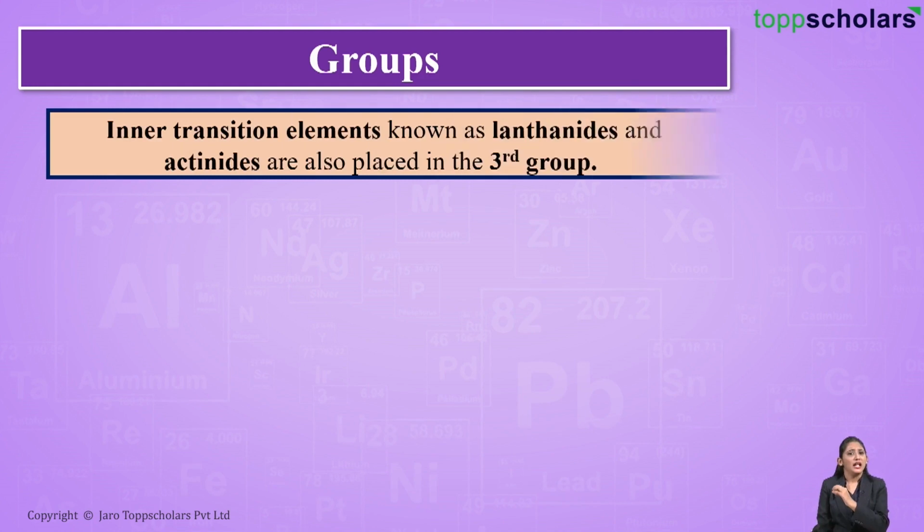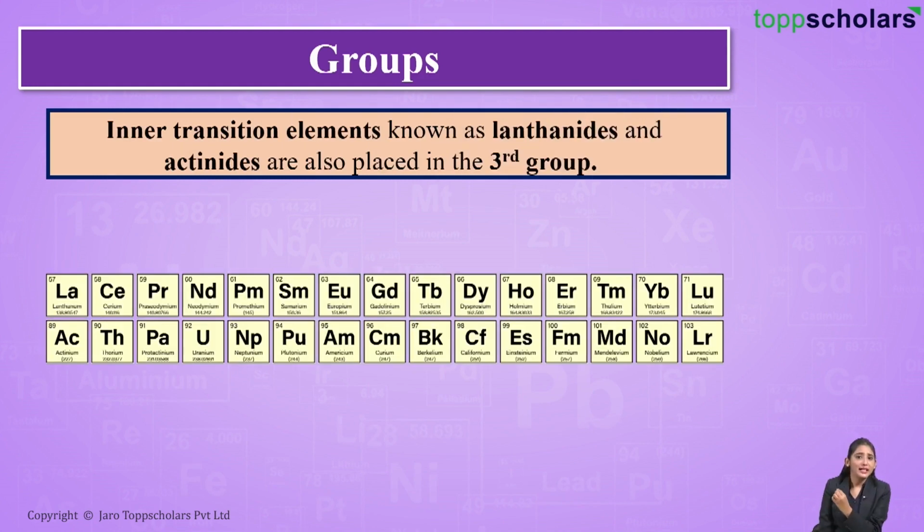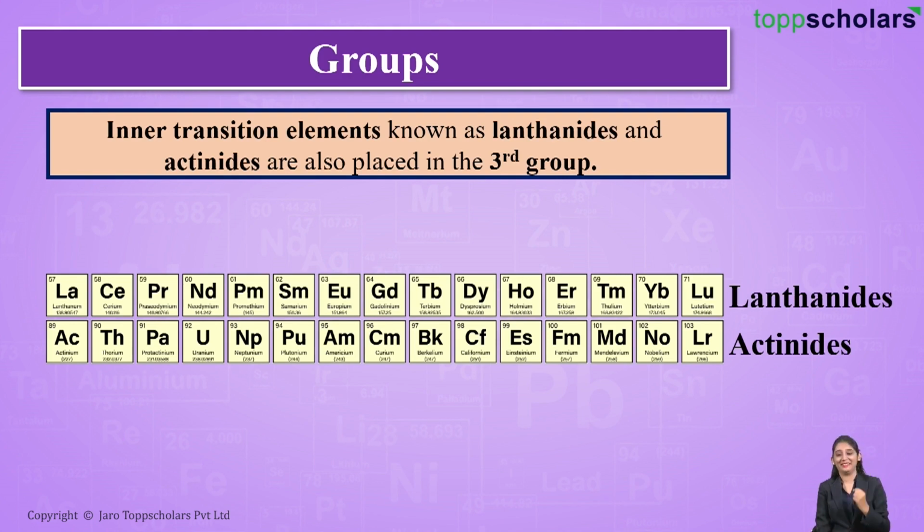Now friends, the inner transition elements are divided into lanthanides and actinides, which are placed in the third group, right? So we have lanthanides, right? And we have actinides, which are placed separately below the modern periodic table. Now, why is the name lanthanides? This is because the first member of this group is lanthanum. Whereas, why is the name actinides? This is because the first member of the group is actinium, and so the names lanthanides and actinides.